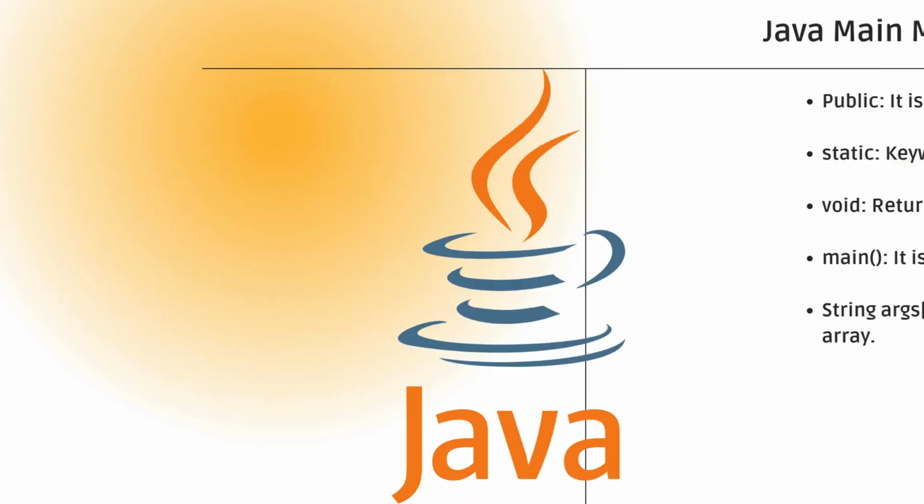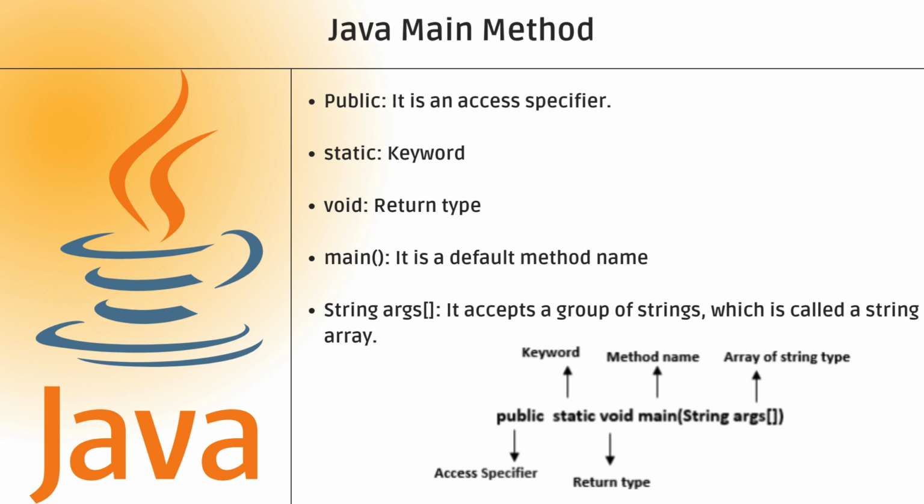The first one we have is public. It is an access specifier. Access specifier is another term that we have in Java. We are going to see that in upcoming videos. For now, just keep in mind that it's one type of access specifier, and we should use the public keyword before the main method, so that the JVM can identify the execution point of your program.